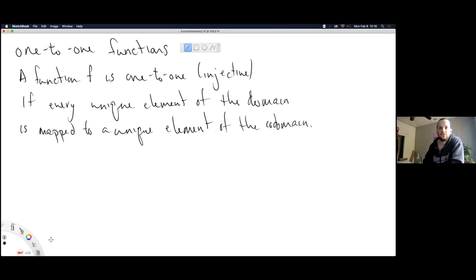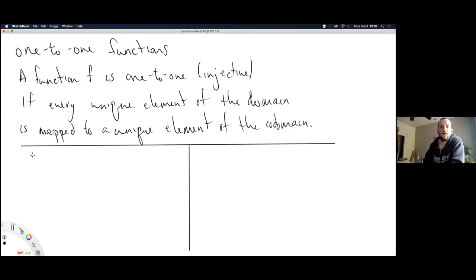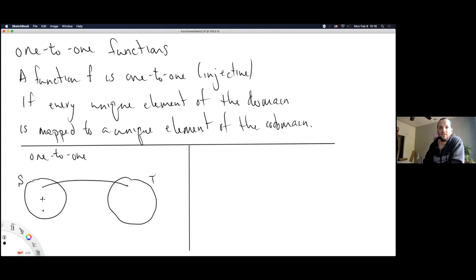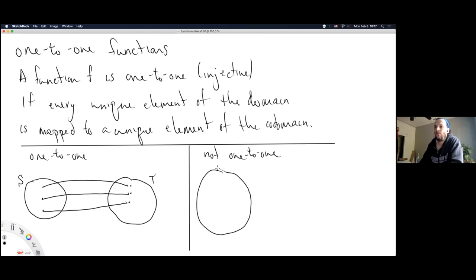So let's just give some quick examples of one-to-one functions. This isn't going to be any kind of proof, but I think it will help you get the idea. And I'll keep the same notation for our sets, for the codomain and the domain. So if we have a function that maps like this, then we call that function one-to-one. Let me give us a quick similar sort of picture of a function that is not one-to-one.